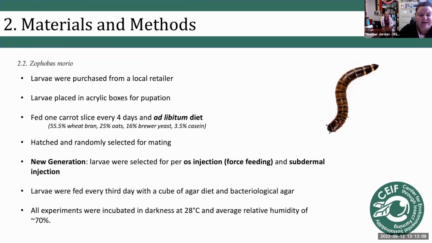They were hatched and randomly selected for mating, and within the new generation, the larvae were selected for OS injection, also called force feeding, and subdermal injection. The larvae were fed every 3rd day with a cube of agar and a bacteriological agar. All of the experiments were incubated in darkness at 28 degrees Celsius with an average relative humidity of 70%.